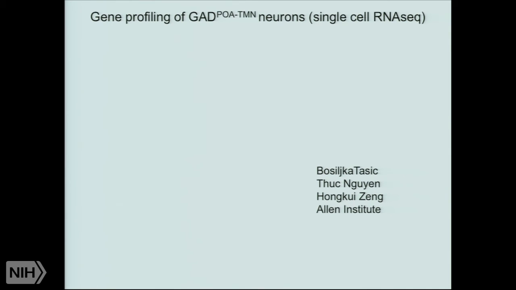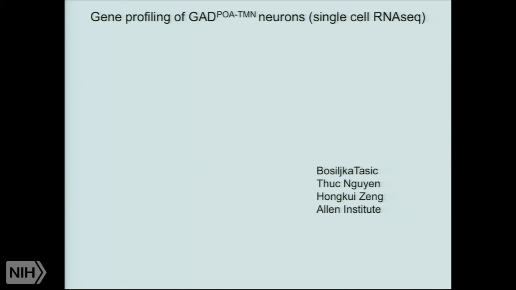But how do we do that? AAV is not retrograde. So the way to do that is that we have to find a molecular marker so that we can use a Cre line, because once you have a Cre line, you can just use the Cre-dependent AAV. So you go back to the easier method. But how do we find a marker?